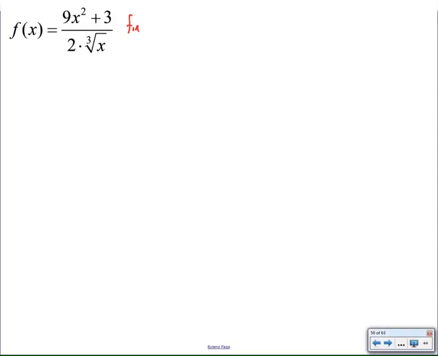Hello. The purpose of this video is to look at finding the derivative of a function. Particularly, what we're going to do is explore, among the shortcuts that we have between the power rule, the product rule, the chain rule, and the quotient rule, which is the best to use under which circumstances.